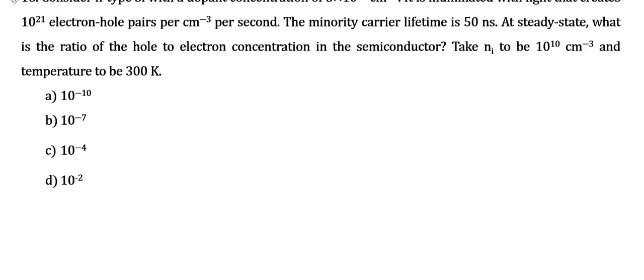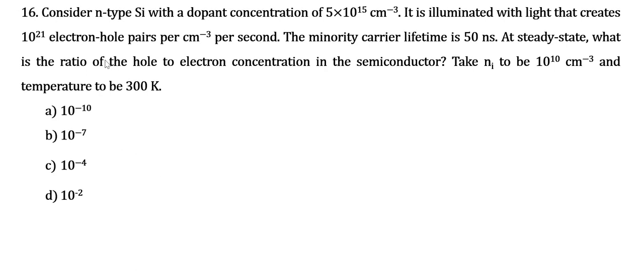So next is consider an N-type silicon with a dopant concentration of 5 into 10 power 15. It's illuminated with light that creates 10 power 21 electron hole pairs per second. Minority carrier lifetime is 50 nanoseconds at steady state. What is the ratio of hole to electron concentration? ni is 10 power 10. So this thing we had discussed recently, if you remember, it was discussed 1 week or maybe 2 weeks before. So I think it will be more easy to recall compared to the previous content.